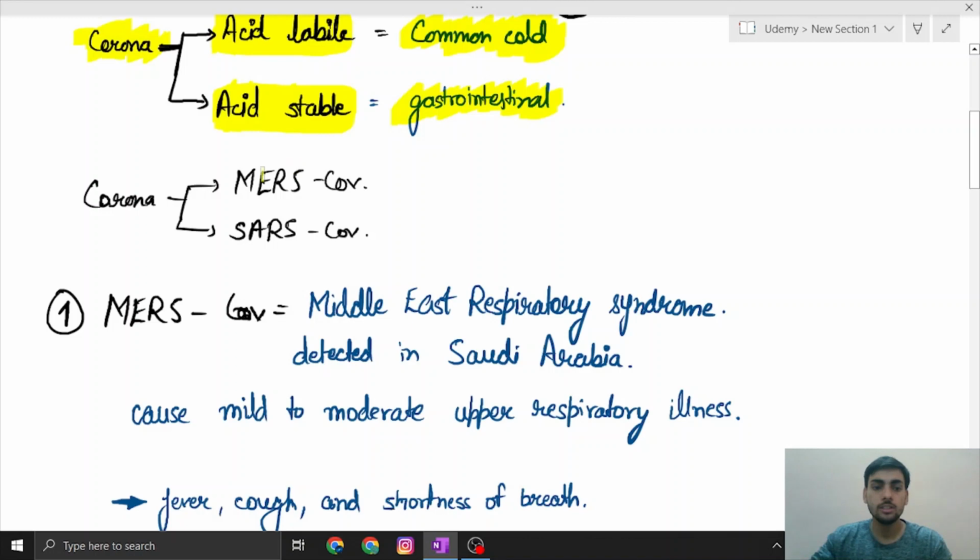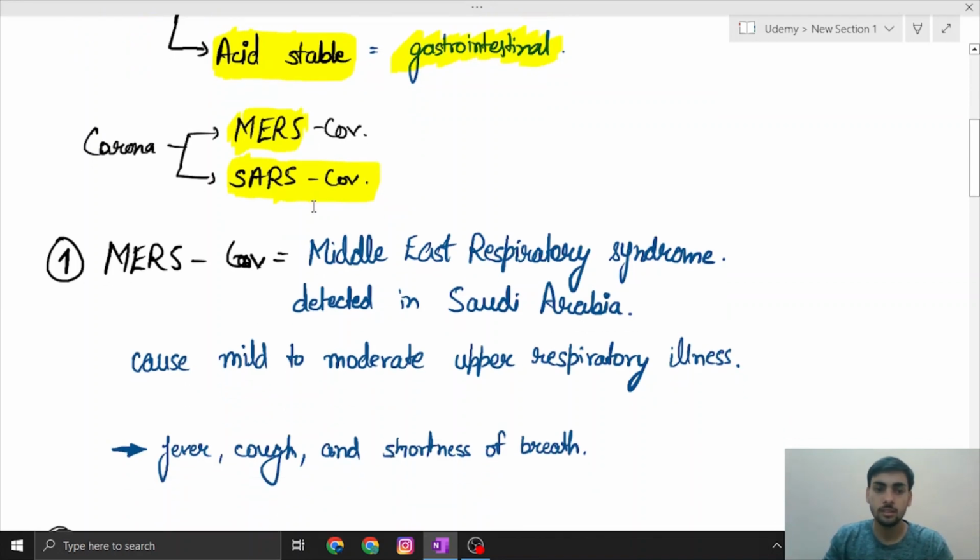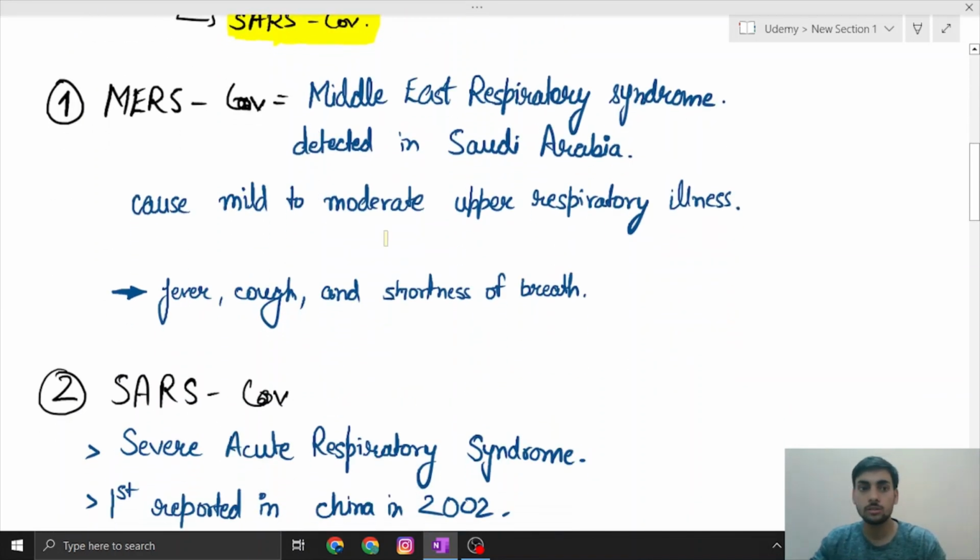This coronavirus is divided into two categories, which are MERS and SARS. You must have heard about SARS. Yes, this SARS is more important compared to MERS, because this is the actual one which spread in the past years also. Okay, so we will discuss MERS first, because it is not so important, so I will clear it first.